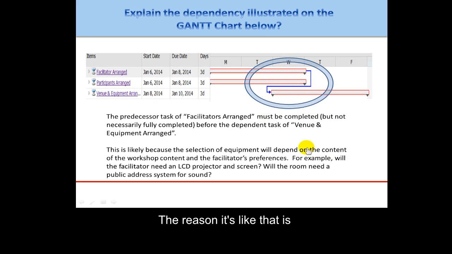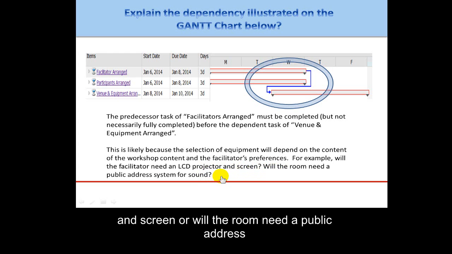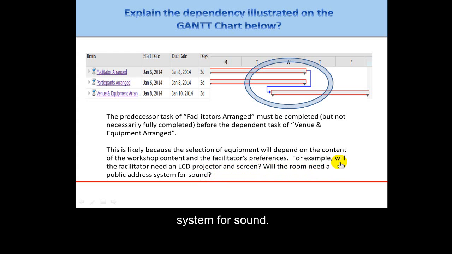The reason it's like that is because the selection of equipment will depend on the content of the workshop and the facilitator's preferences. For example, will the facilitator need an LCD projector and screen? Or will the room need a public address system for sound?